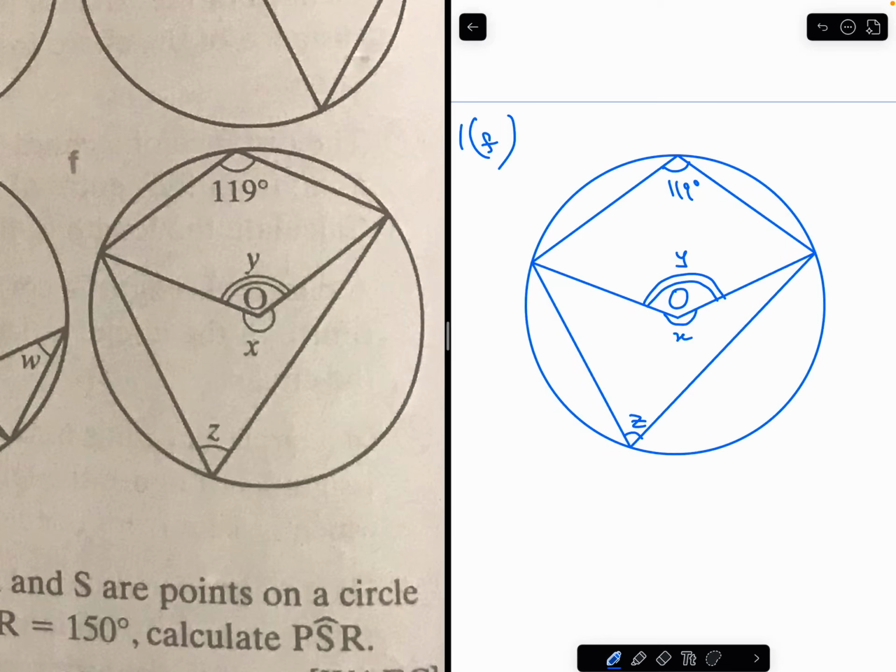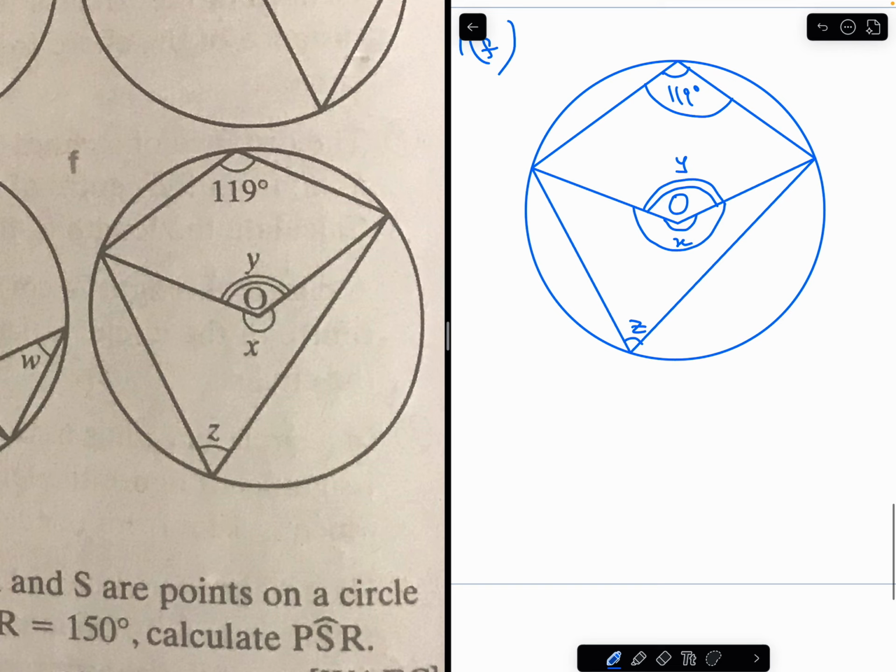Now let's do a correction quickly. This is 1F. If this is 119 degrees, x will be 2 times 119 degrees. Angle at center is twice angle at circumference. X equals 2 times 119 degrees. And the reason is angle at center is twice angle at the circumference.